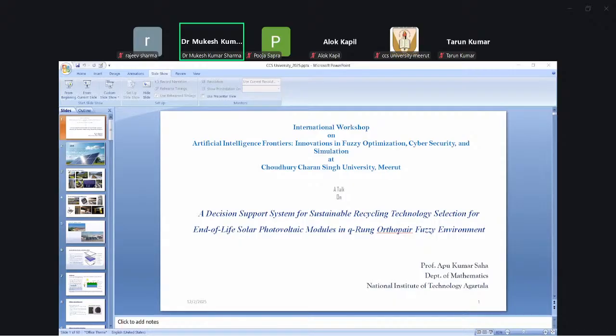Because our work is recycling, what will be our alternative? Recycling techniques. If we want to purchase a card, what will be our alternative? The different cards. If we want to purchase a computer, what will be our alternative? The different makes of computer. So our work is recycling, so our alternatives are the different recycling techniques. So what are the recycling techniques?